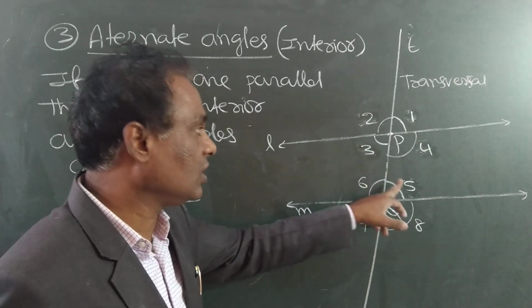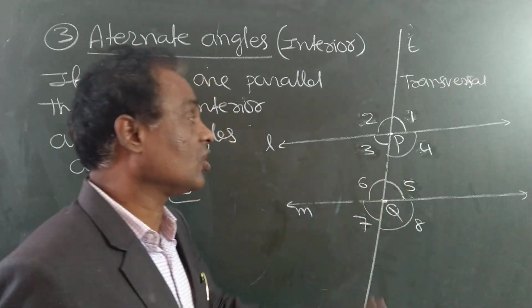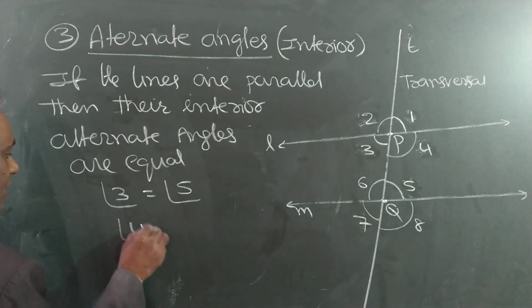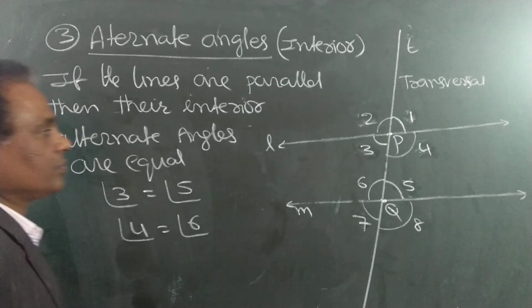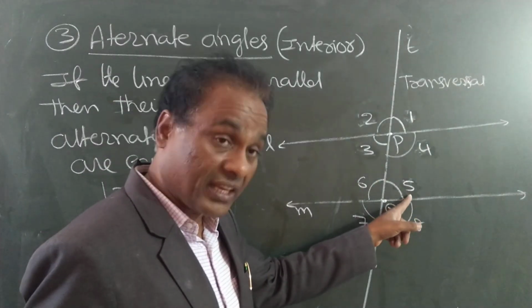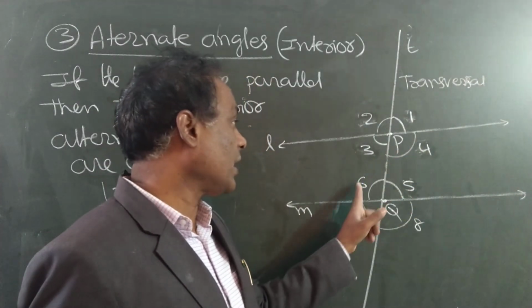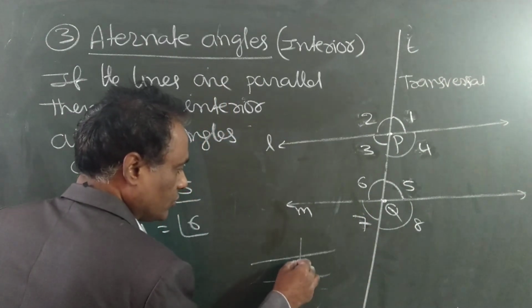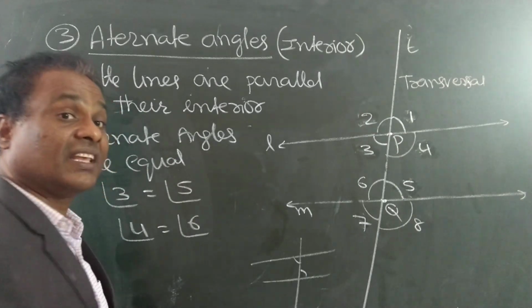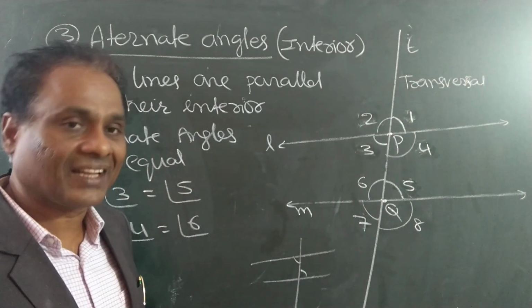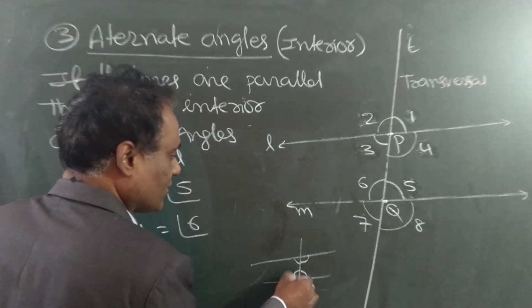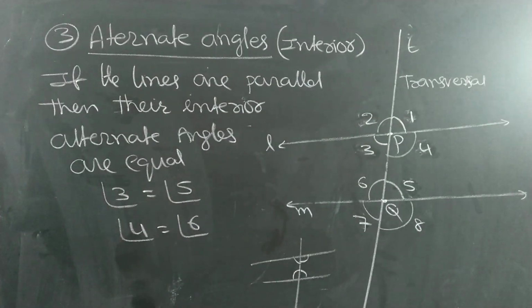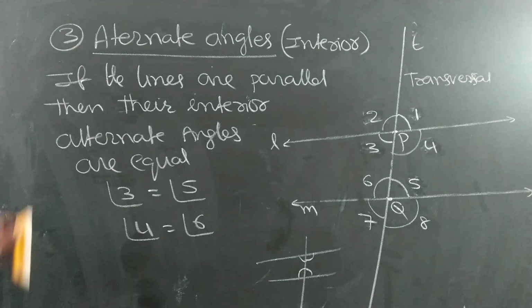These two alternate angles are equal. If this is known, this will also be the same. 3 and 5 are equal. Similarly, 4 and 6 are equal. Very, very important concept: angle 3 is equal to angle 5 and angle 4 is equal to angle 6. Whenever I use this, the reason is alternate angles. Interior alternate angles are equal.